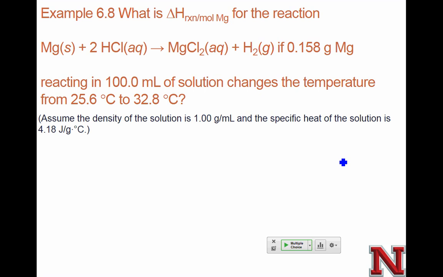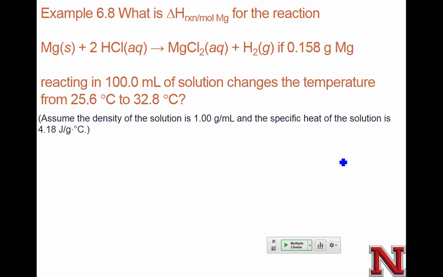Now, we know how much solution we have, 100 milliliters, and we know the temperature change. So assume the density of the solution, because it's mostly water, is 1 gram per milliliter. Now sometimes having stuff dissolved in your water can affect the density, but we're assuming that it's negligible because usually our solute is a small amount compared to our solvent. So really your change in density only comes about when you have a very concentrated amount of solute in your solvent. So we're going to assume that the density is the same as water here.